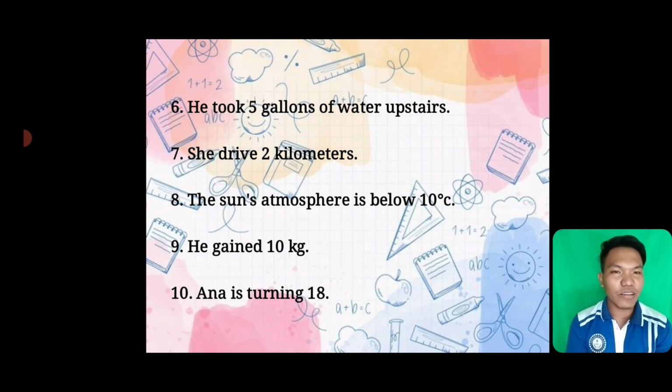Turning 18, or the word turning is our keyword. So, when we say turning, you are going to move to the right because it is positive. It will be added yearly to her age. So, it is positive 18.